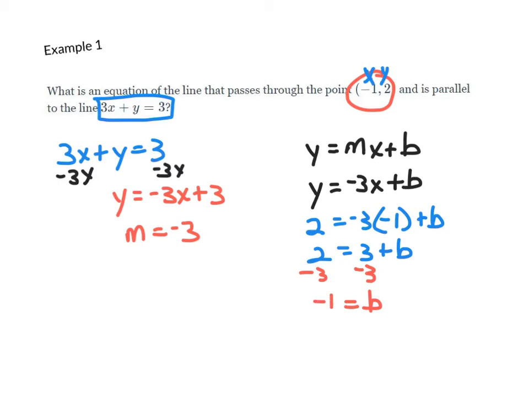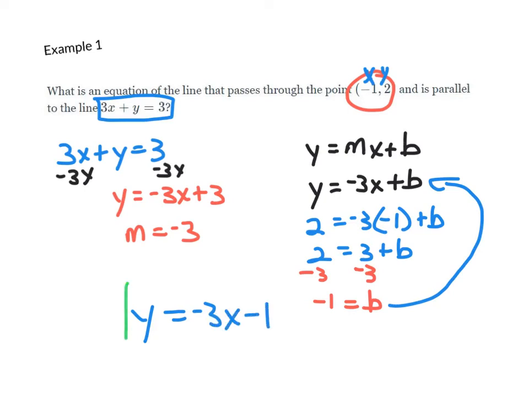Well, if we know b equals negative 1, we can simply take this answer and plug it in here. And our final answer will be y equals negative 3x minus 1. And that is an equation that passes through the point negative 1, 2, and is parallel, or has the exact same slope as this line here.